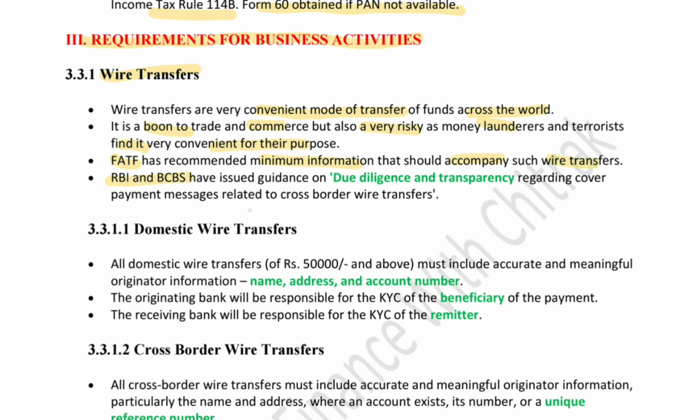RBI and BCBS have also issued guidelines on due diligence and transparency regarding cover payment messages related to cross-border wire transfers. Now, domestic wire transfers. All domestic wire transfers of rupees 50,000 or more must include accurate and meaningful originator information, that is the name, address and account number of the person who is doing the transfer. The originating bank will be responsible for the KYC of the beneficiary of the payment and the receiving bank will be responsible for the KYC of the remitter.